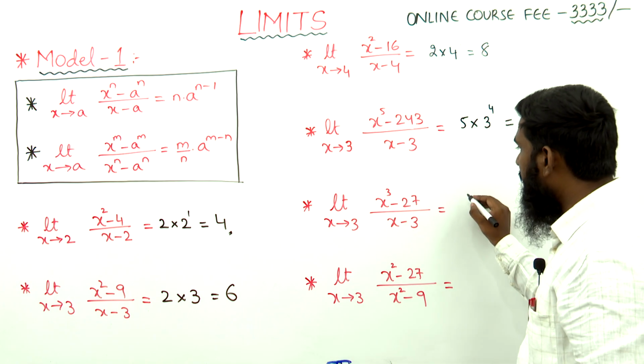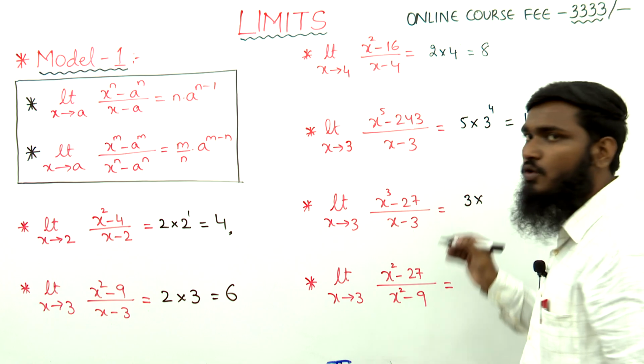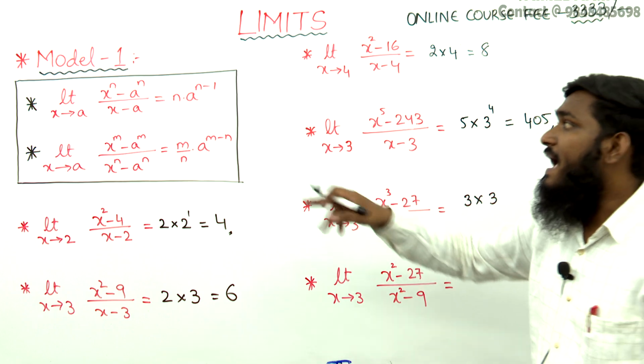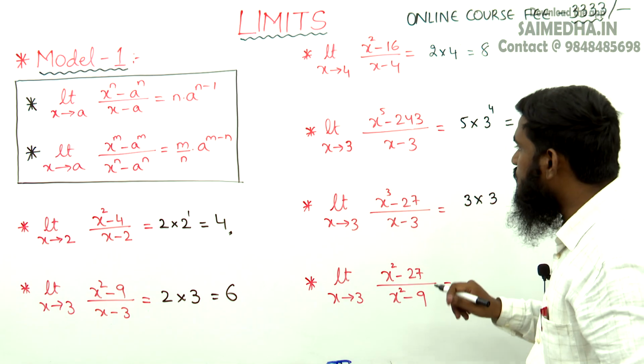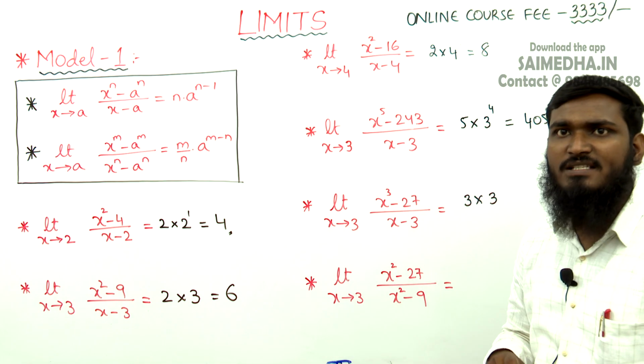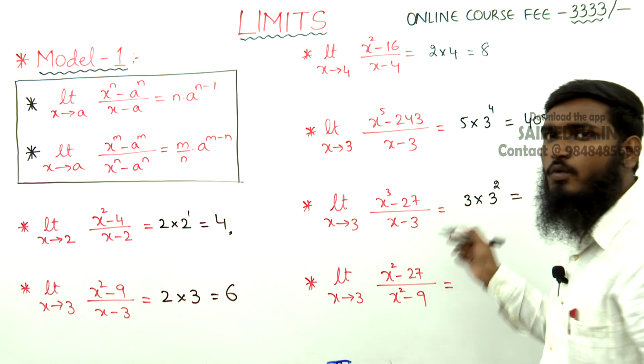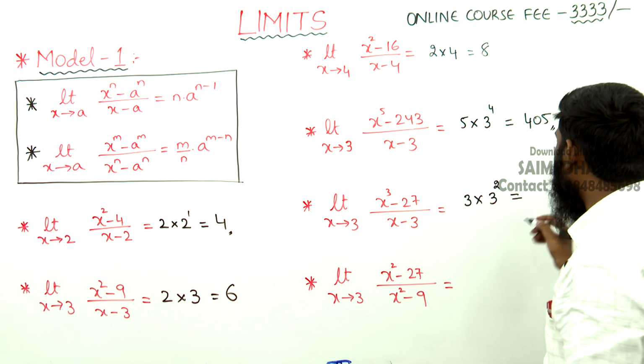Now how do we write it? n is 3, into the a value, again 3, with power n minus 1. The n value is 3, so 3 minus 1 means 2. So it is equal to 3 into 3 square, and 3 times 3 is 9, 9 times 3 is 27.